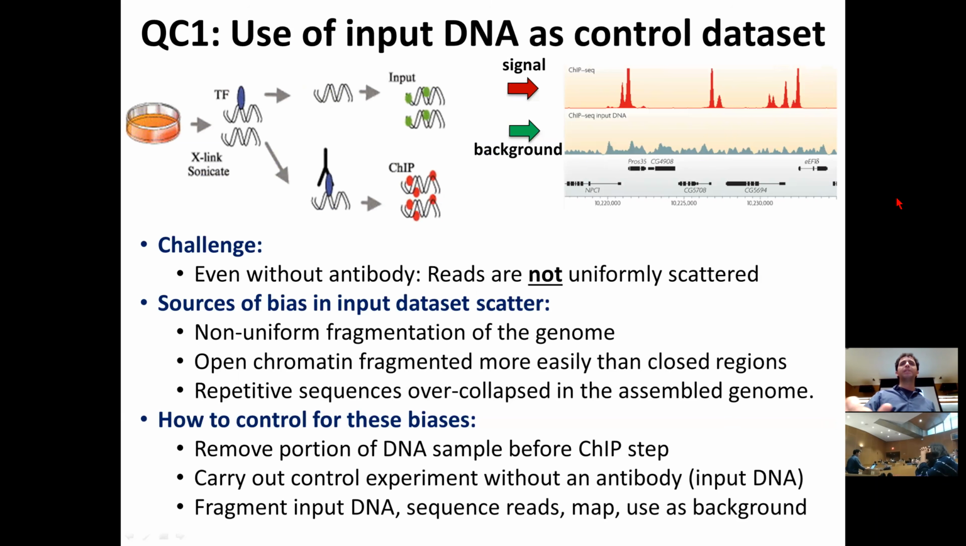So the first quality control is basically using input DNA as a control data set. So I mentioned earlier that you basically build these antibodies against the particular transcription factor that you're interested in, and you pull them out of the genome. The problem is that if you carry out this approach without an antibody, you're going to end up with something like this. It's not just uniform background, it's got peaks, and those peaks are indicative of properties of the genome that are very different from location to location.